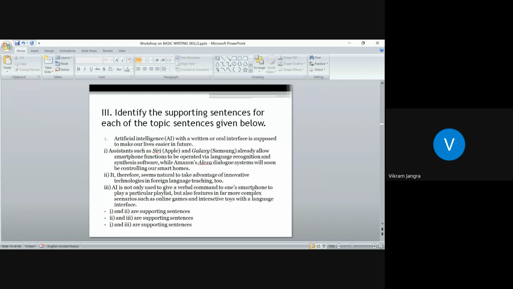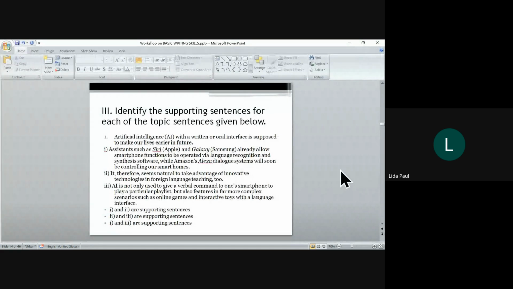First and third. First and third, yeah, is that what others also think? Right, mostly it's first and third. Sorry, "it therefore seems natural to take advantage" sounds more like a concluding statement, more like a summary statement. So 1 and 3 would be your supporting sentences. I hope others don't have a question on that.